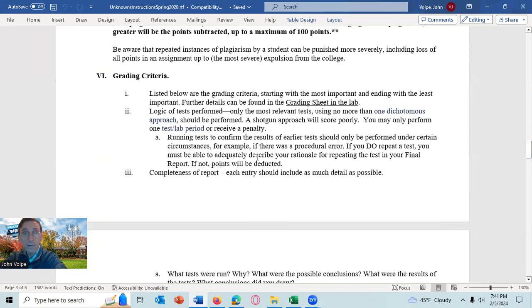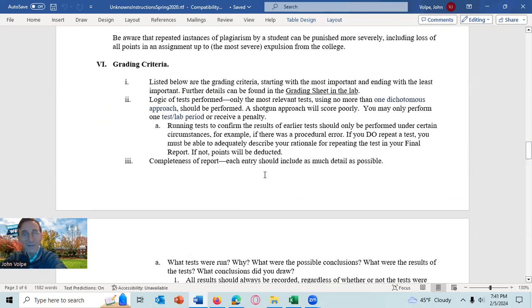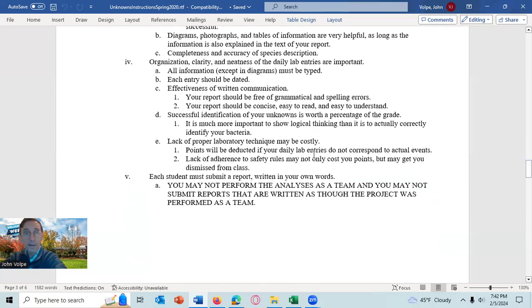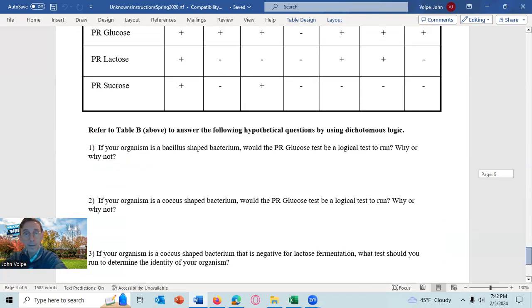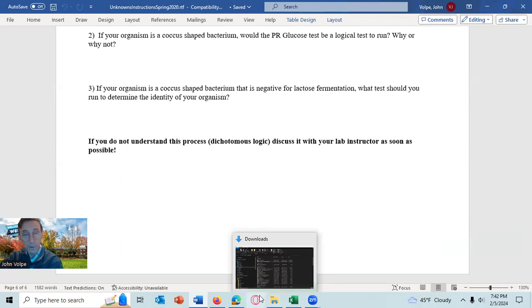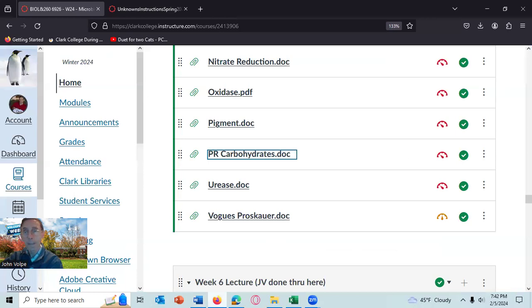The grading criteria follows the grading sheet. You'll be graded on the completeness of the report, the logic of the test performed, organization, clarity, neatness. Everything should be written in your own words. There should be no team effort. And I've got a grading sheet here. You should look at the grading sheet before you write the unknown report or after you write it before you submit it.